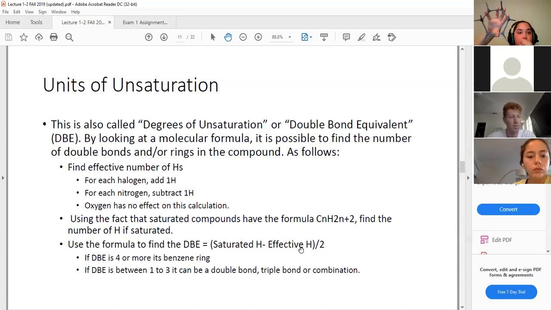So using that, we can calculate the degrees of unsaturation. Some books call it that, and some books say it is the double bond equivalent number, okay? That basically tells us how many double bonds are present, because when we look at the molecular formula, we need to make sure whether it is saturated or not. The only way to see it is by doing this calculation, which is very quick and easy.